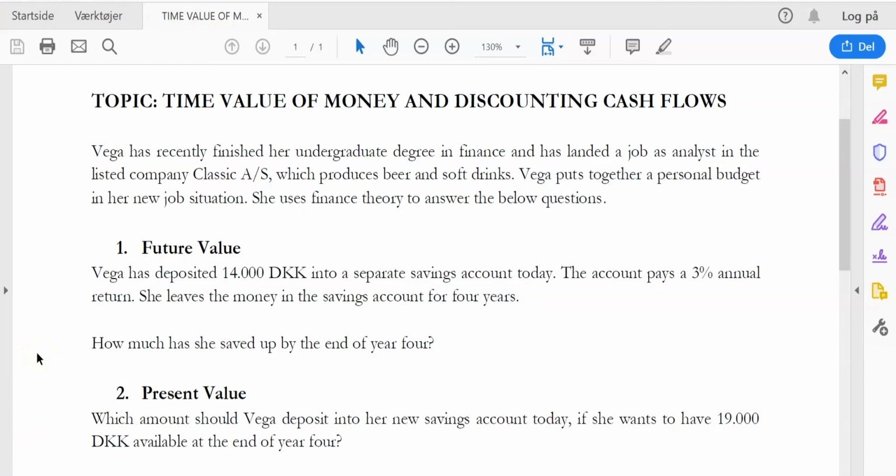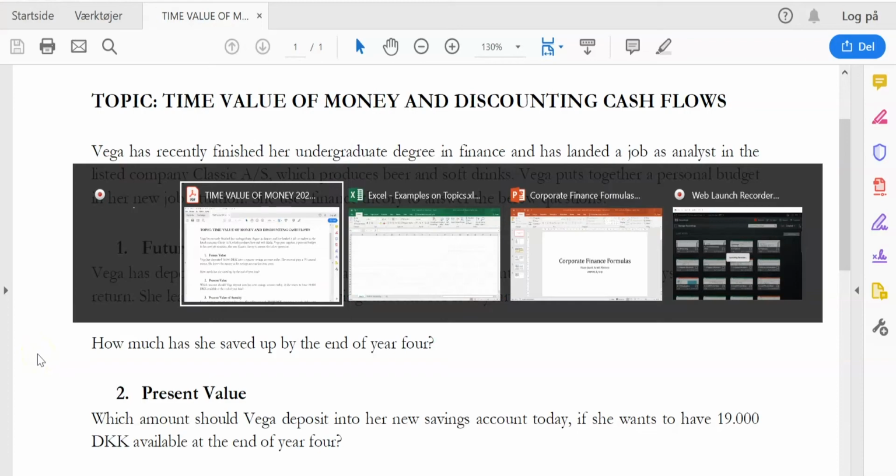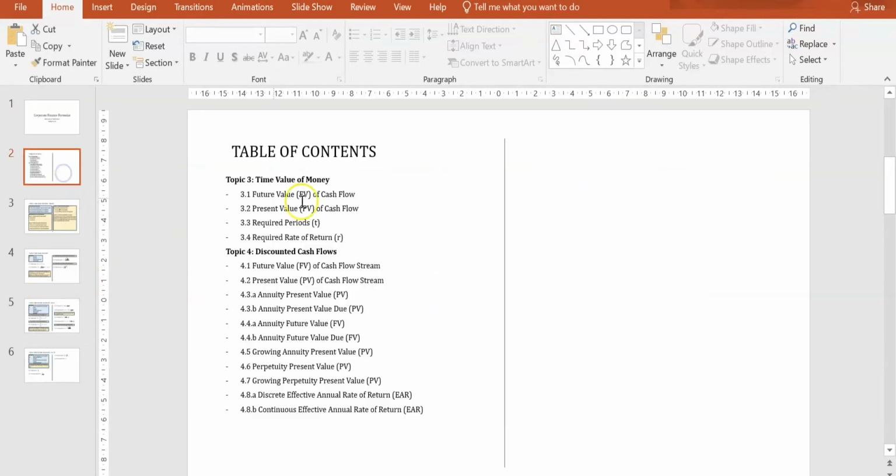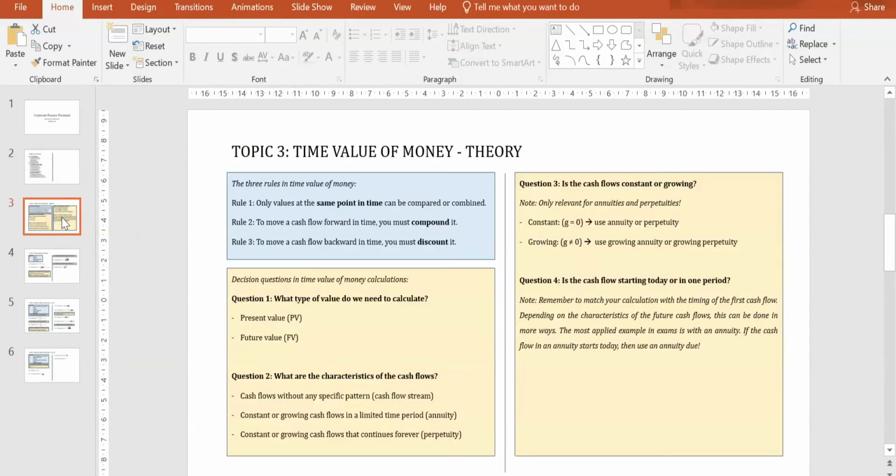Before we dig into the assignments, we will just talk a little bit about some theory. So for this specific assignment, you can see what kind of formulas we will apply from the formula collection. But let's first talk a little bit about the theory. So in time value of money, we generally have three rules that always apply.